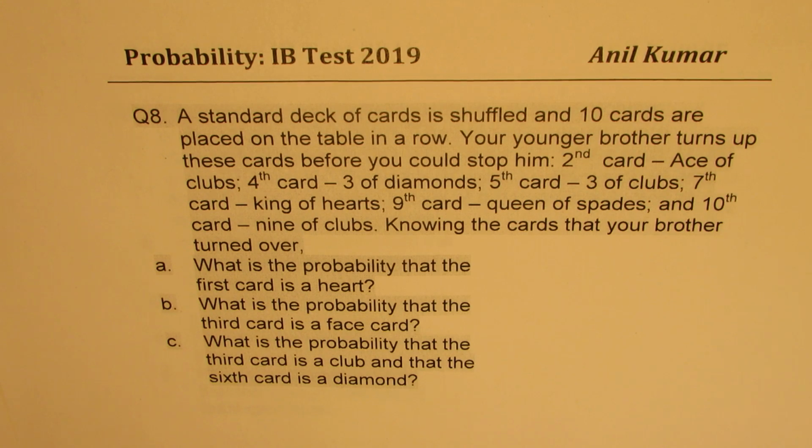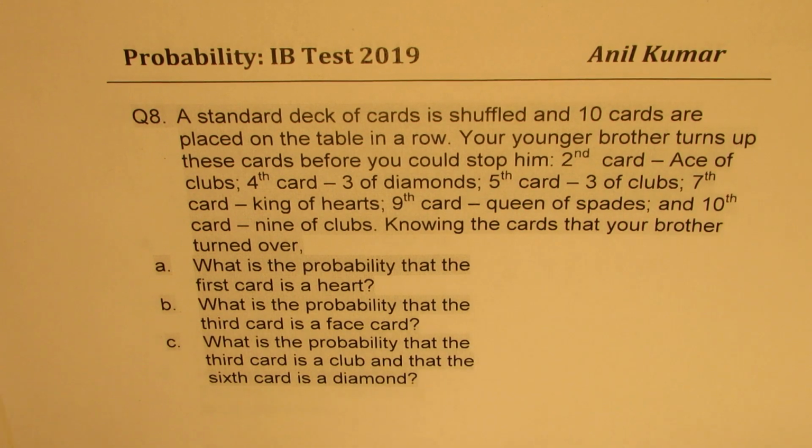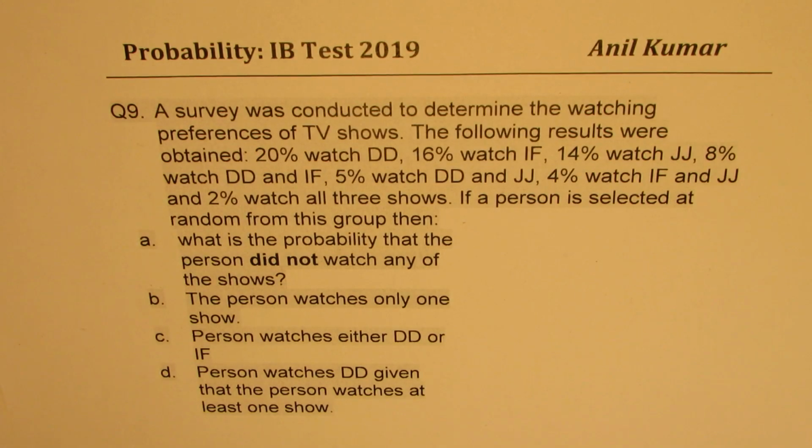Knowing the cards that your brother turned over, what is the probability that the first card is a heart? What is the probability that the third card is a face card? And part C is, what is the probability that the third card is a club and that the sixth card is a diamond, right? Now the last question, question number 9.